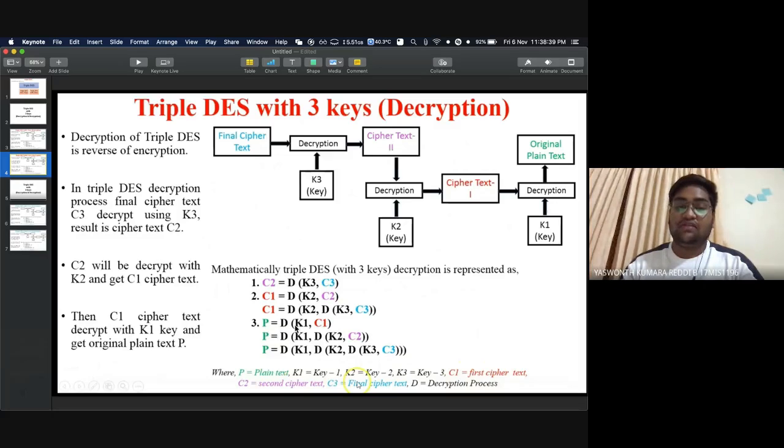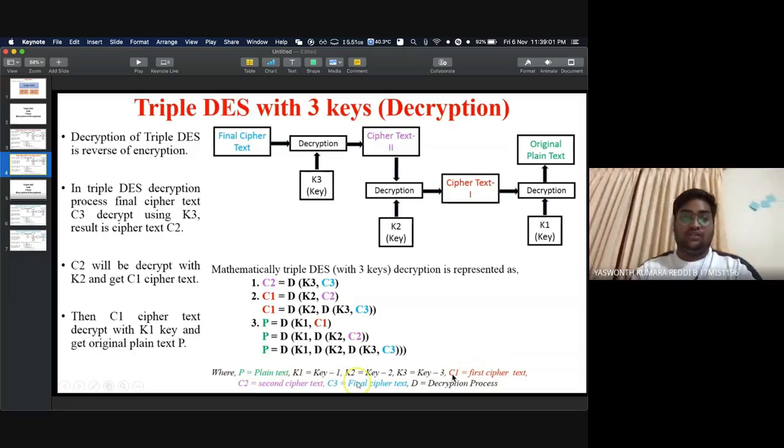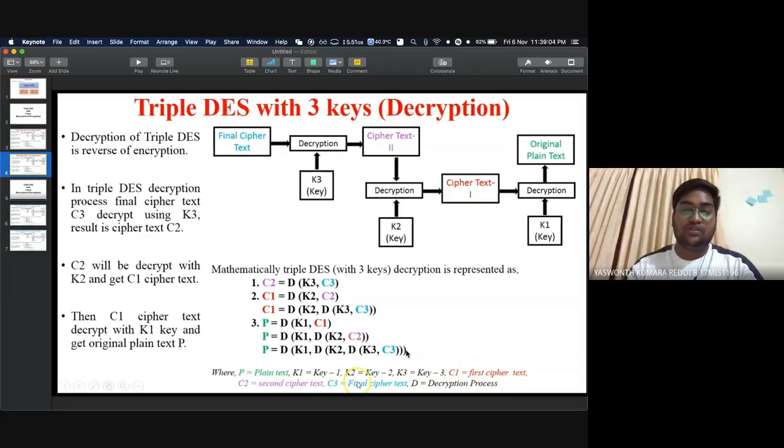Mathematically, P equals D of K1, C1, where P is the plaintext and K1 is key 1. C1 is the first ciphertext, C2 is the second ciphertext, and C3 is the final ciphertext. D stands for the decryption process.